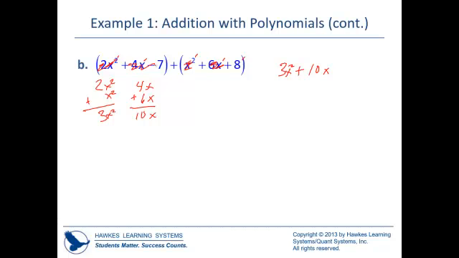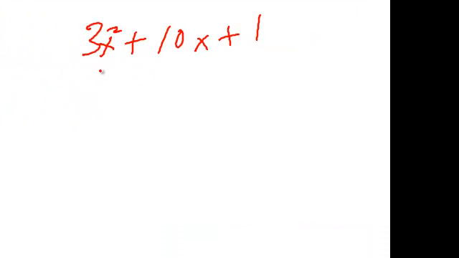And so now I have negative 7, my whole number, plus 8. So negative 7 plus 8 gives me a positive 1. And so now I write down 1. And so what I've got here is a trinomial.